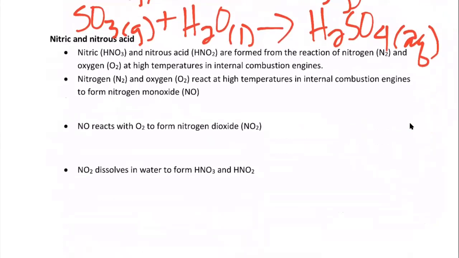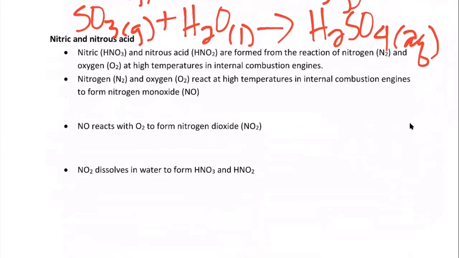The other version is this nitric and nitrous acid. So this is formed when you have nitrogen and oxygen reacting at high temperatures in internal combustion engines. So things like cars, machines, airplanes, all the different things that we use to drive and get places, trains. And so what happens is they have to be at high temperatures. So that's why the combustion engines are like the perfect place, because they're really hot temperatures.